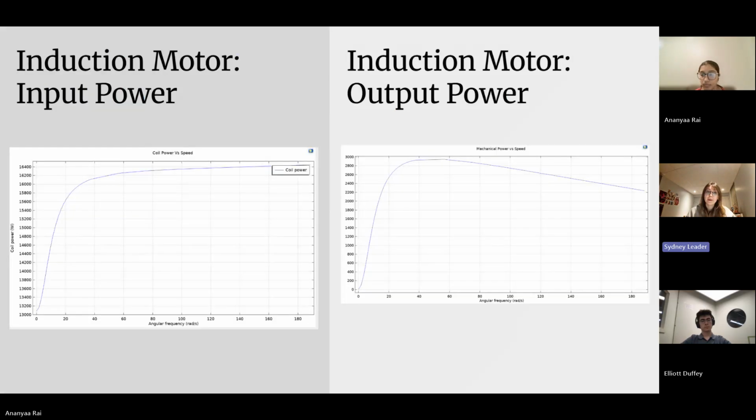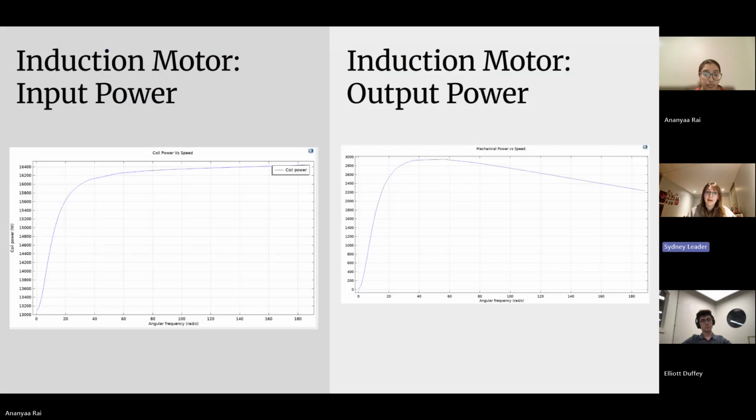And then looking at the input and output power, the motor behavior depends on the rotor speed, slip, and load. This plot, the input power, shows the coil power versus the rotor speed. This shows how much electrical energy the motor needs at each speed. This plot is generated by using the equation P equals IV for each of the three-phase coils and adding them together.